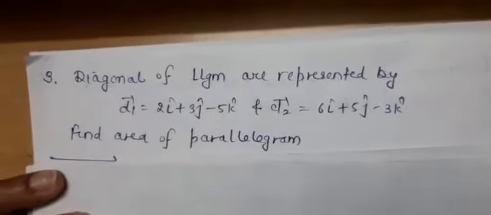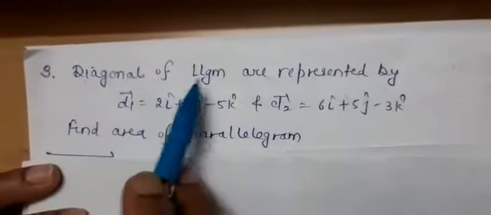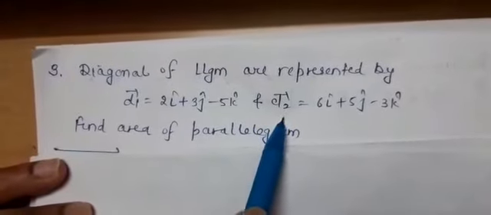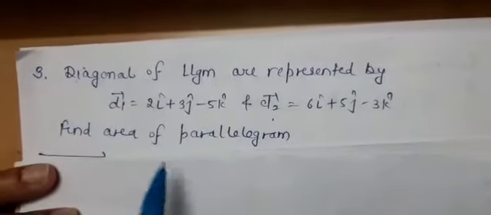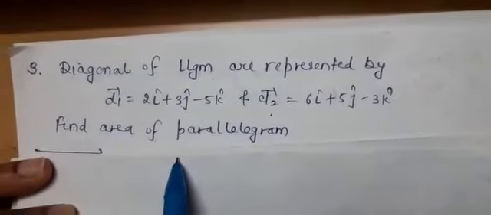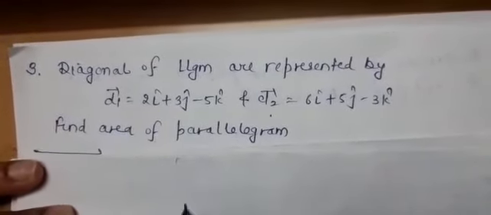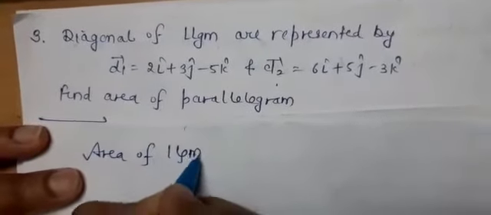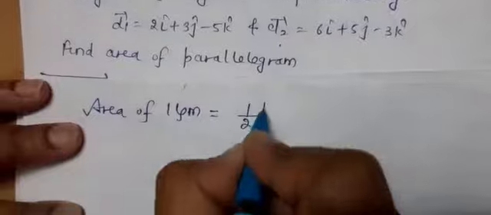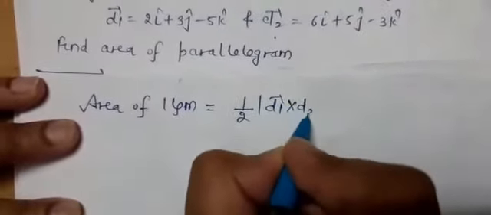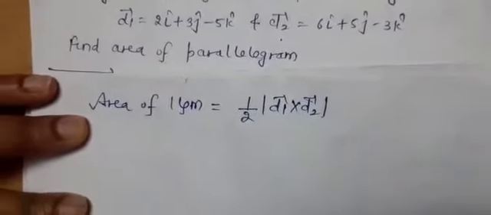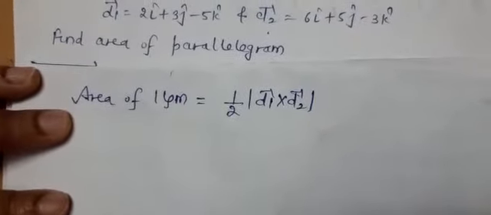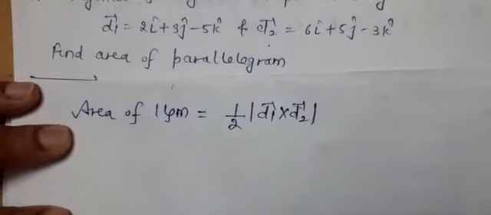Now the next numerical. See here, the diagonals of a parallelogram are represented by D1 and D2. Diagonals are specified. Find the area of the parallelogram in terms of the diagonals. This formula we have not done. So here we will do that the area of the parallelogram in terms of the diagonals will be half D1 cross D2. See, in the previous numerical the adjacent sides were given, so the area of the parallelogram was equal to the modulus of A cross B.